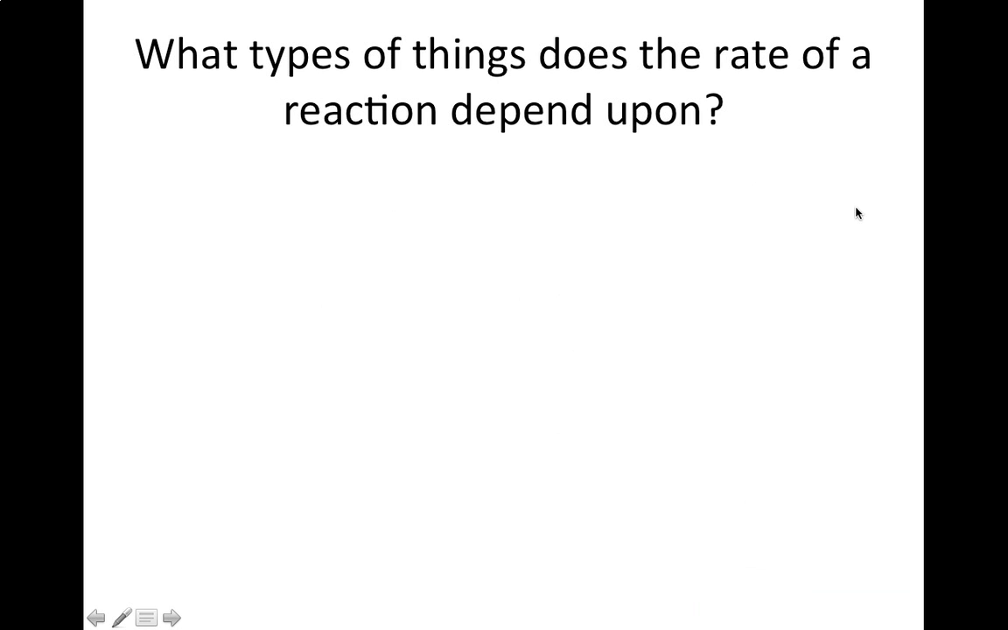So what types of things does the rate of a reaction depend upon? We talked about this in the last unit, and the last unit and this unit go hand in hand, especially when we start talking about industrial processes. And so we just want to refresh a little bit on what those different things are with rate from topic 6. So we have things like if it's a gas, we can change the pressure.